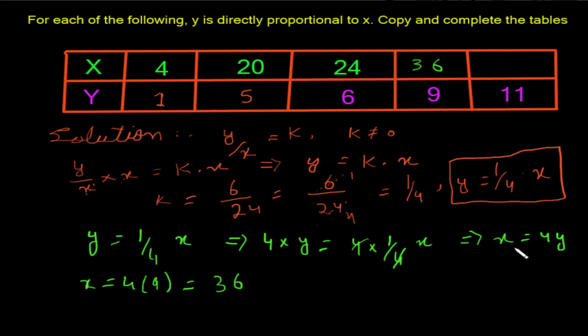And again using this, x is equal to 4y, and for y I will substitute 11. So 4 11s are 44. So when y is equal to 11, x is equal to 44. So this is the table that has been completed.